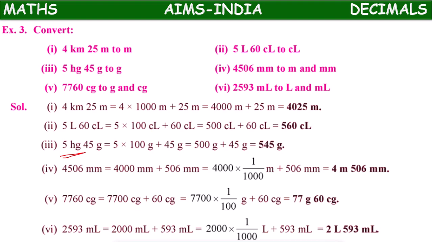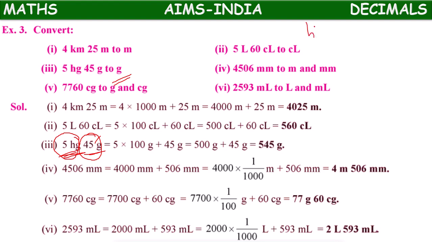So 5 hectagrams, 45 grams. We are having 5 hectagrams and 45 grams, which is to be converted to grams. The 45 we already have in grams, but the 5 hectagrams have to be converted to grams.